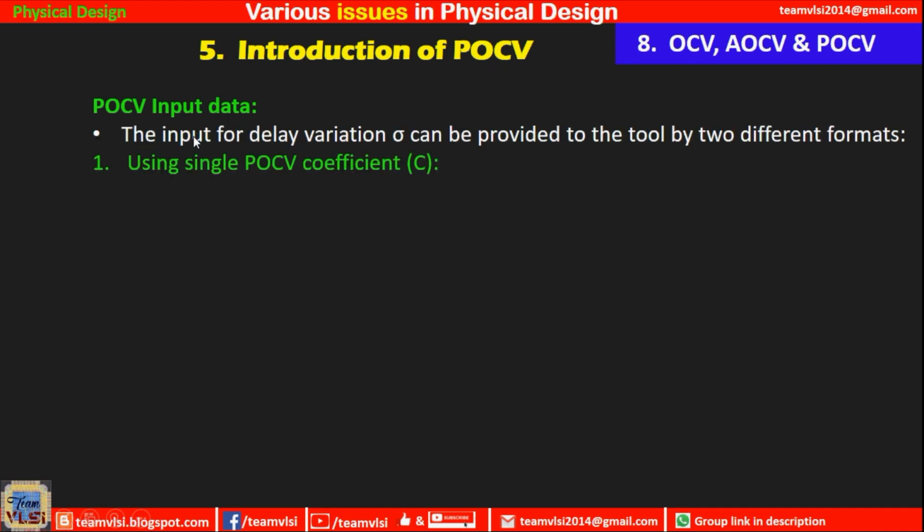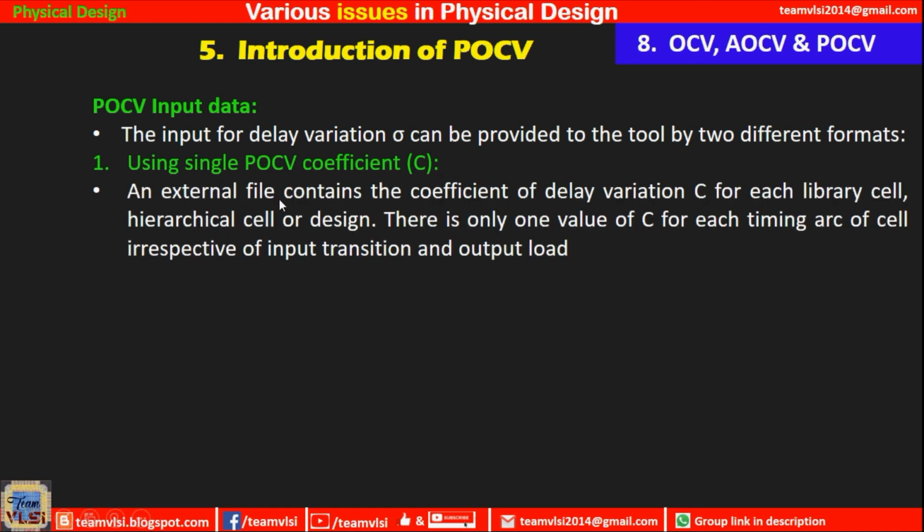The input of delay variation sigma can be provided to the tool in two different formats. First is using the POCV coefficient C, an external file containing the coefficient of delay variation C for each library cell, hierarchical cell or design. There is only one value of C for each timing arc for a cell, irrespective of input transition and output load. So input transition and output load are not considered here. Directly we are providing the POCV coefficient C for each cell in a file.